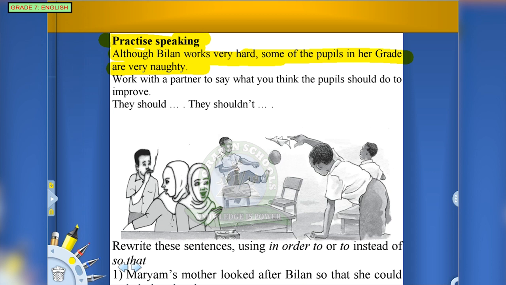So we want you to work with a partner to say what you think the pupils should do to improve. Give some advice to improve. Work with a partner to say what you think the pupils should do in order to improve. Three statements beginning with they should are needed, and three statements beginning with they shouldn't are also needed.